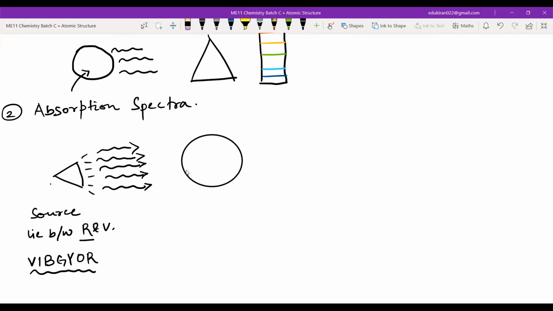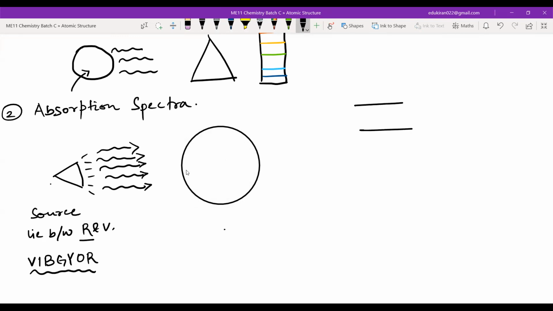Then you have a body here. Now, what will happen? Will the body absorb all the radiation that you are giving it? No, it won't absorb all of it. It will absorb some distinct electromagnetic radiations, which correspond to the difference in the energy levels. For example, for violet, if the electron here gets the violet light, it will jump to the next level. But this electron won't absorb if you give it blue light.